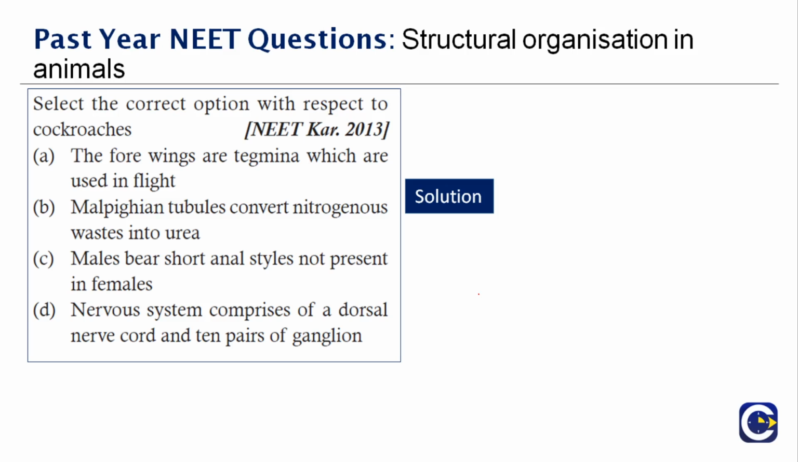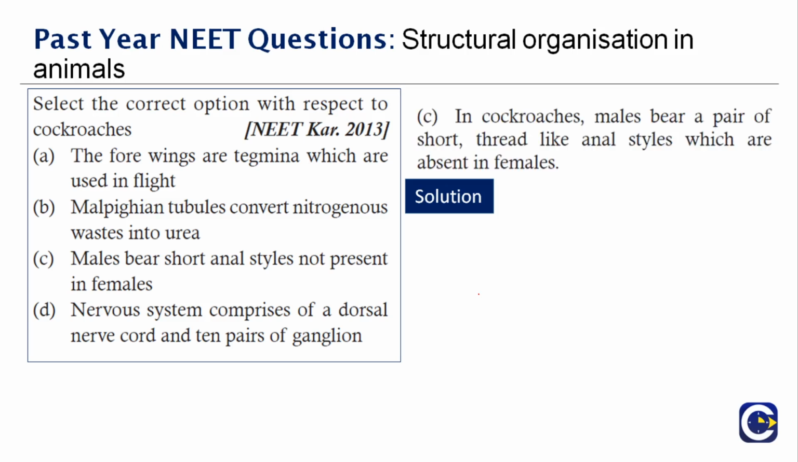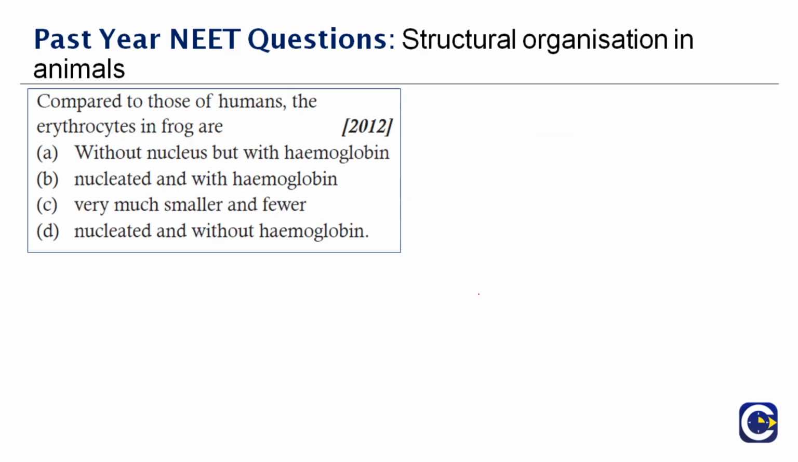In cockroach, males bear a pair of short thread-like anal styles, but that will not be present in a female. So that is how you differentiate between a male and a female. So this is the right answer. Option C is the right answer. A very good differentiation between the male and the female cockroach. Therefore, the correct answer is option C. Easy question, right? Next question here.